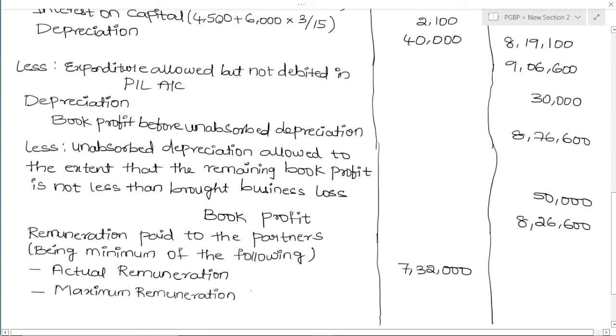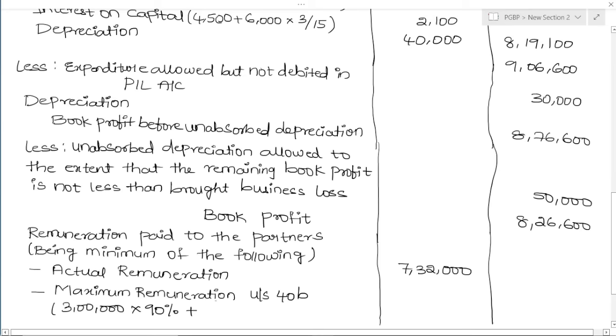Maximum remuneration under section 40B. Now you all know, because it is book profit, up to 3 lakhs it is 90%, that is 2,70,000 or 1,50,000, whichever is higher. Obviously 2,70,000 will be higher, 90% will be higher. So let us write down 3 lakhs into 90% plus.